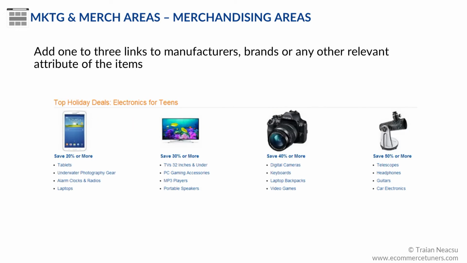Add 1 to 3 links to manufacturers, brands, or relevant product attributes whenever you have the space to do so. In this example, you can see how Amazon links to various category pages from the top holiday deals section.